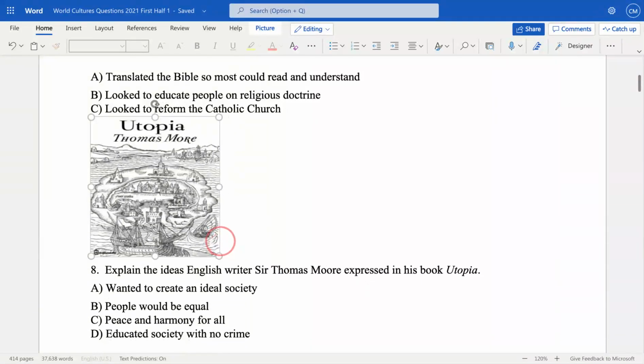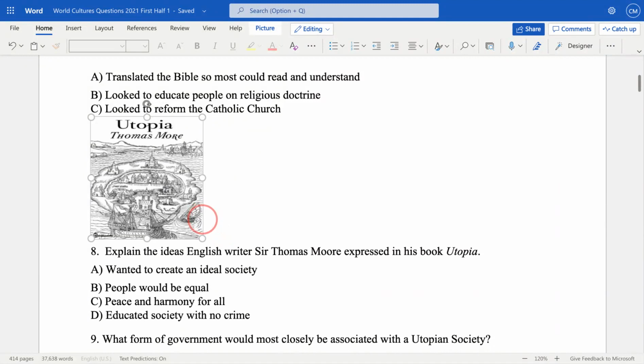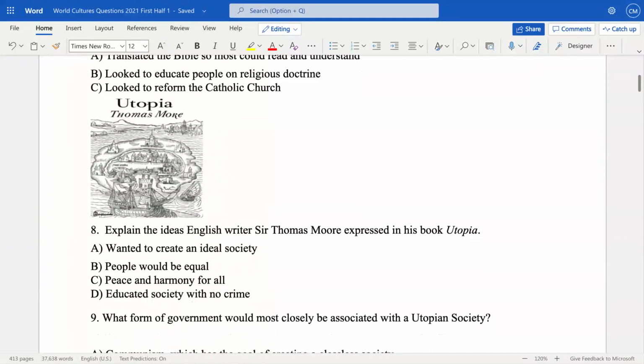So when you think about Utopia, he wanted to create a utopian society, which would be an ideal or perfect society. People would be equal, with peace and harmony for all. You wanted to educate society. You wanted these educated people to live without any crime within society. And the word utopia literally means nowhere. So when you think about a perfect society on Earth today, a utopian society, it does not exist, which makes utopia kind of the appropriate term for a perfect or ideal society.